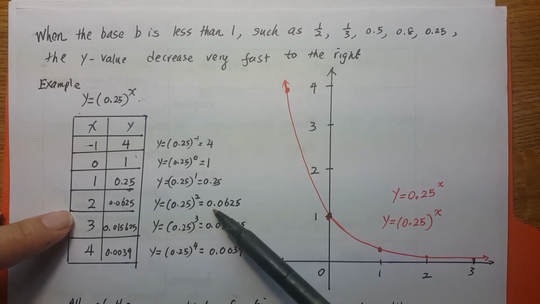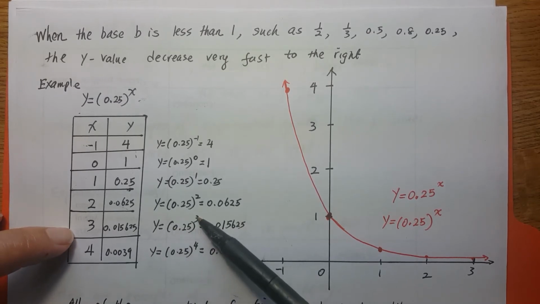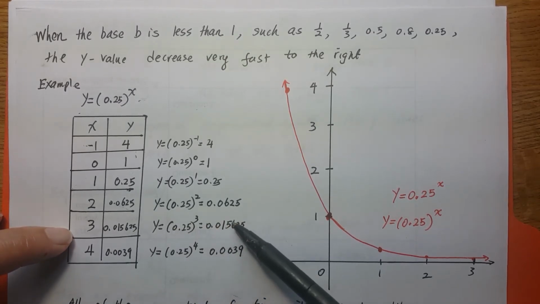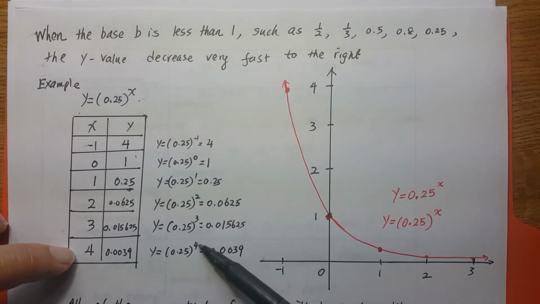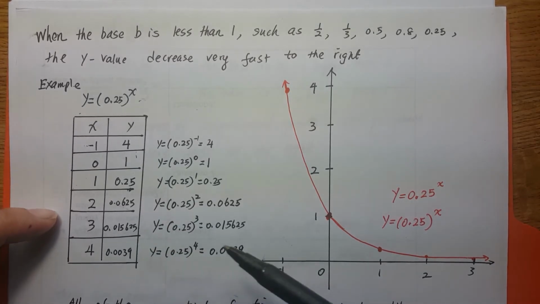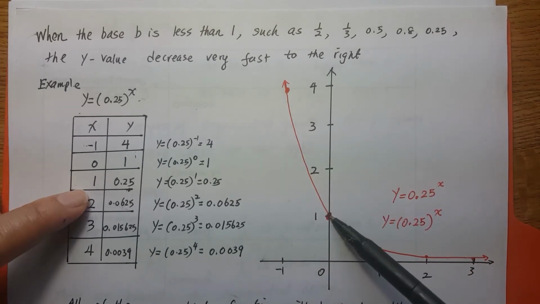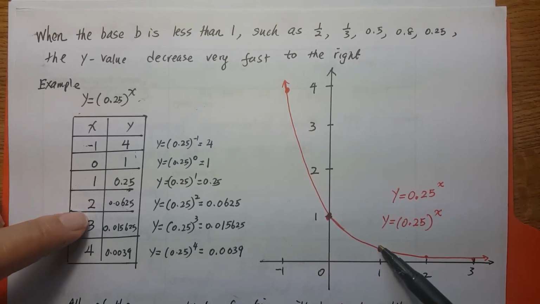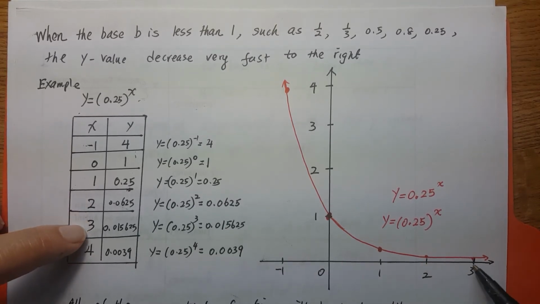0.25 to the second power, you get 0.0625. And when you do 0.25 to the third power, you get 0.015625. You get it smaller. 0.25 to the fourth power, you get 0.0039. So now I fill in the table, and then I'm going to plug the points. -1 comma 4, 0 comma 1, 1 comma 0.25, 2 comma 0.0625, 3 comma 0.015625, and then you connect them.